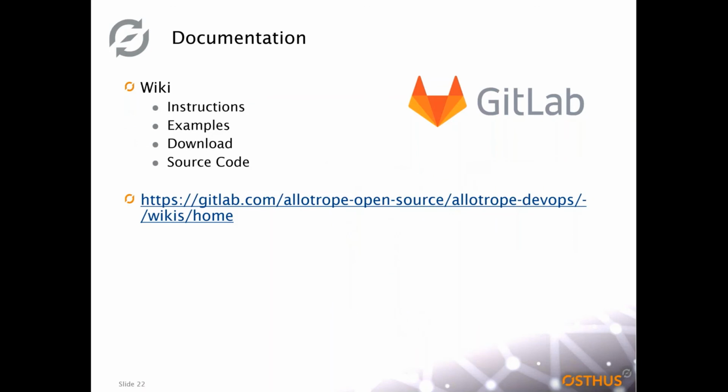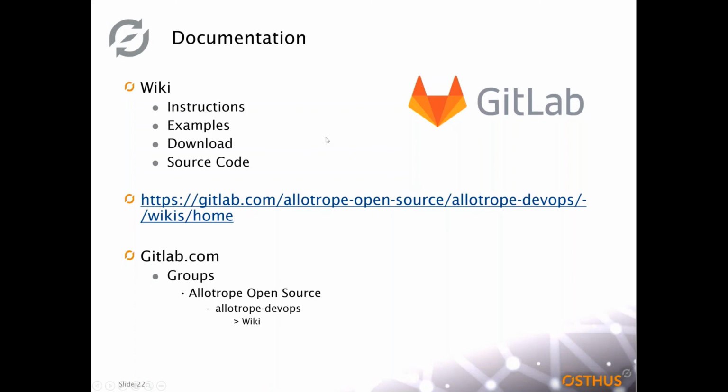And finally, this is where we get it. We have a wiki on GitLab. And in this wiki, we have instructions, we have examples on how to use the tools. You can download the tools from there, and you can also access the source code from there. All our tools are open source. The spell checker is under a general public license because it's based on the Linux spell checker. Everything else is available under the Apache license.